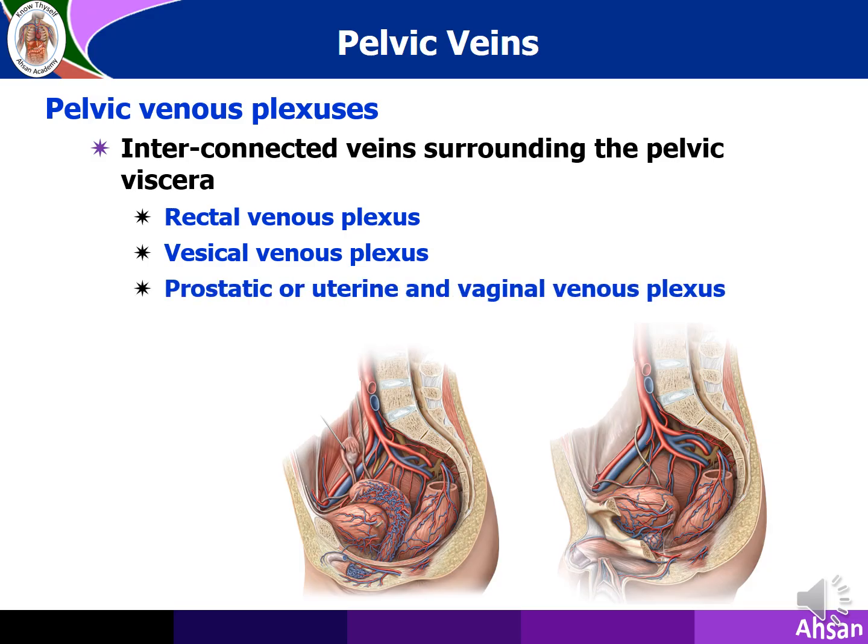There is sex difference in origin of the prostatic venous plexus in male and uterine as well as vaginal venous plexus in case of female. I am not describing the veins of the perineum. The second set arises from the wall of the pelvic cavity.